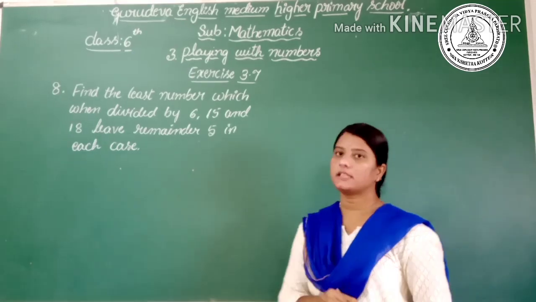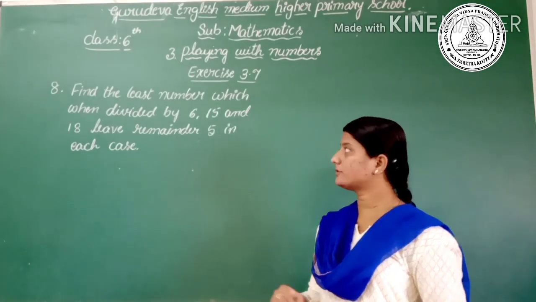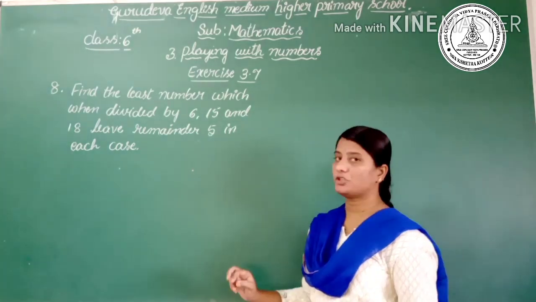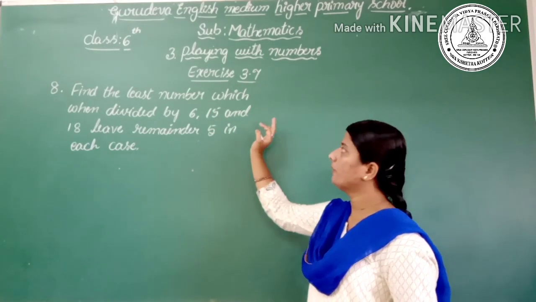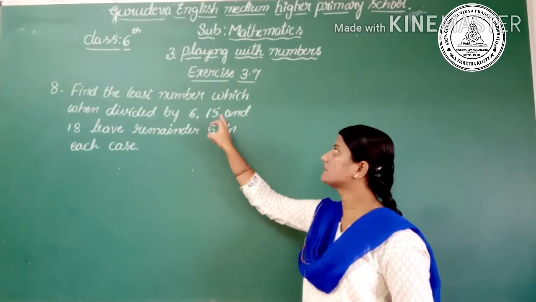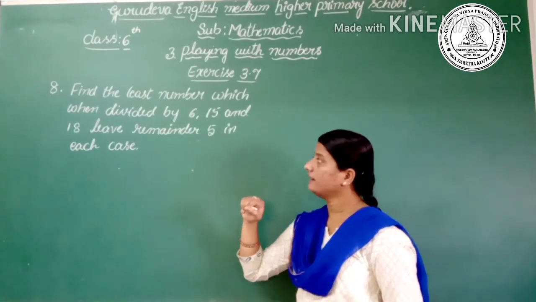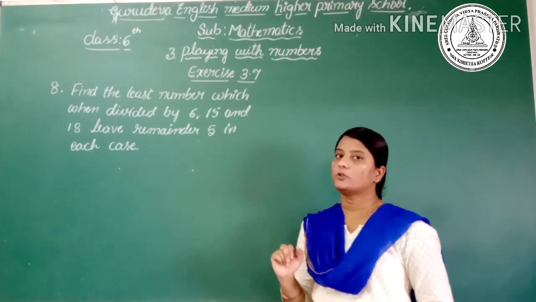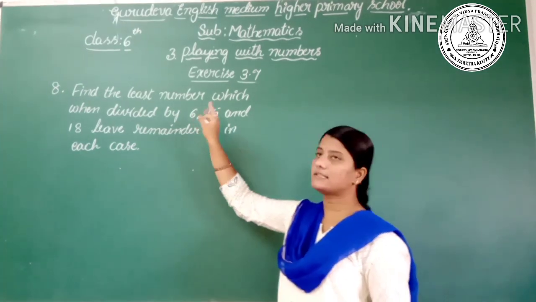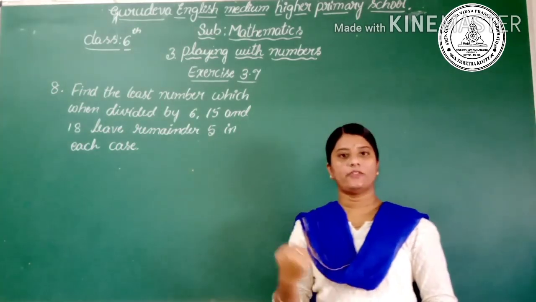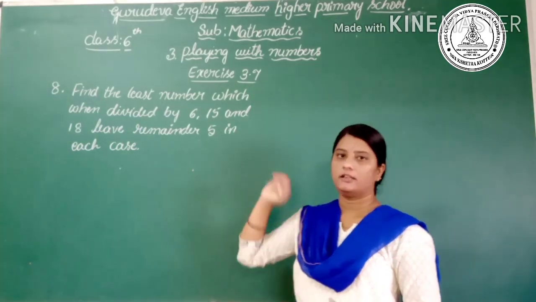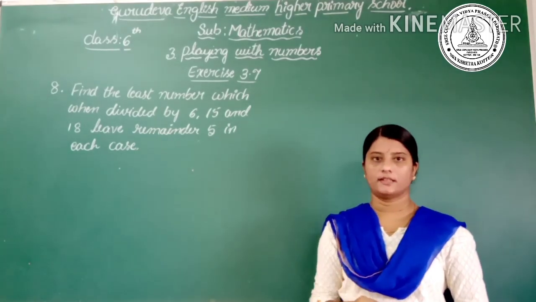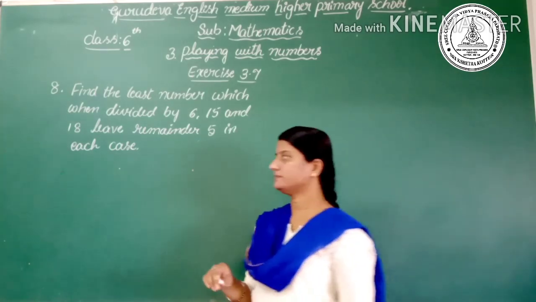Problems in the exercise 3.7. In this class, we are going to solve the remaining problems. Here I have taken the 8th question. Find the least number which, when divided by 6, 15, and 18, leaves a remainder 5 in each case. Here they say find the least number, so least number means we have to find the LCM of given numbers. At last we have to add the remainder 5 to the answer. Let's write the solution.